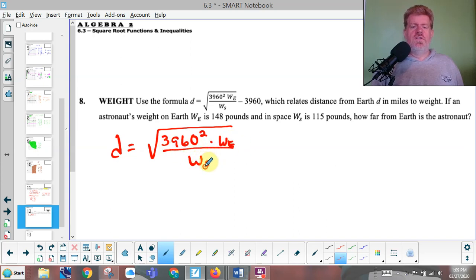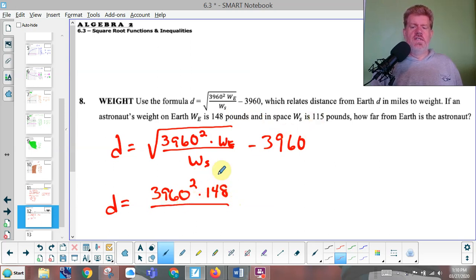When you get more and more into science, you realize how many formulas you have to use. So it's pretty crazy. So let's just plug in what we know. So it's 3960 squared, and I'll put the square root later, times your weight on Earth, which here is 148, divided by your weight in space, which is 115. Take the square root, subtract 3960.